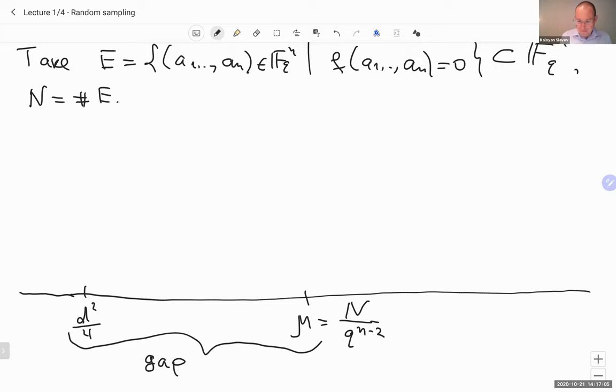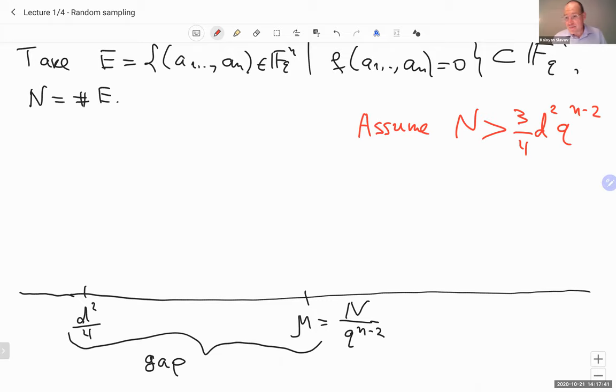Now, to make it formal, let me write this in color, in red, because I'll refer to that. Assume N is greater than 3/4 d square q to the n minus 2. Now, you don't have to do 3/4. We are free to adjust the constants. We can adjust the constants as we wish. But for expository purposes, let's just make this assumption.